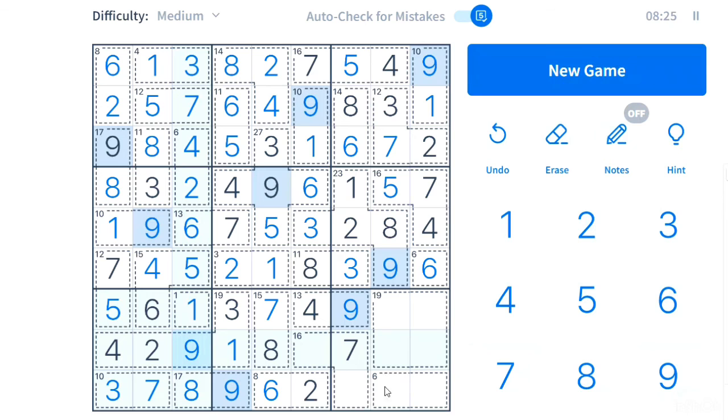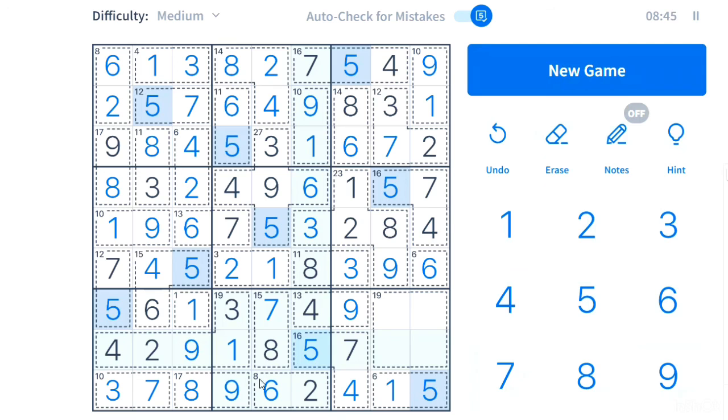Need a 1 here, must be here. You know why? We already have a 1 in this column, 1 in that column. So then this must be a 5. This must then be a 4 equals 11. 11 plus 5.